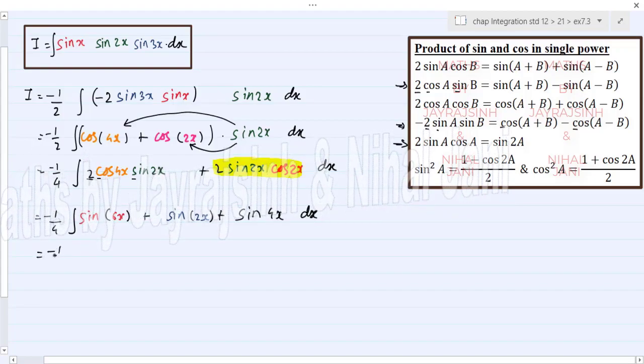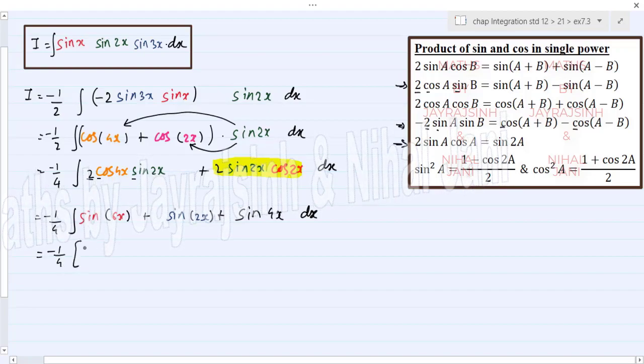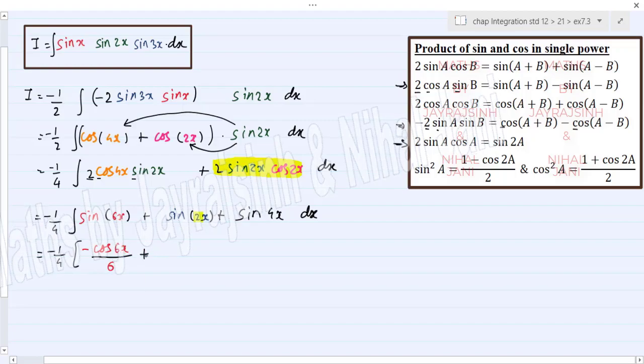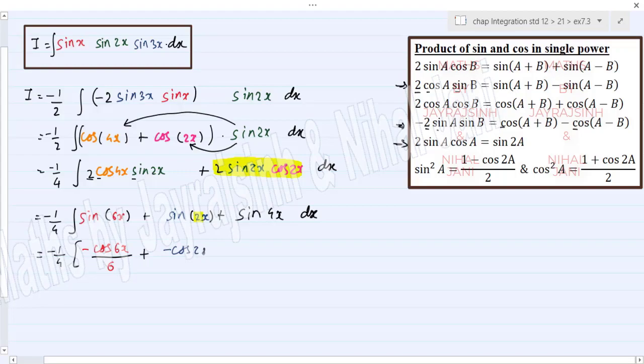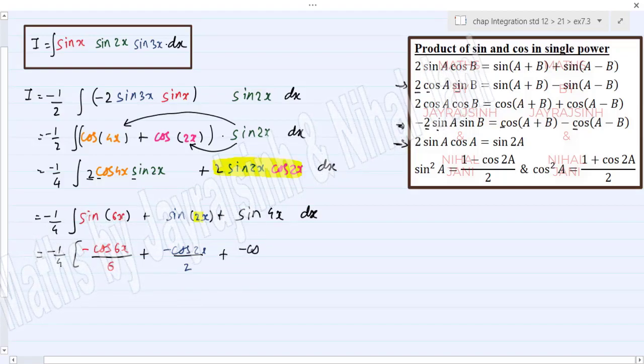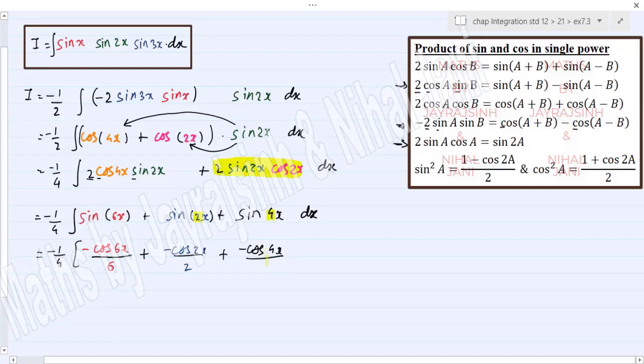So here we are ready for integration. Integration of sin 6x will be minus cos 6x upon coefficient of x, or we can say 6, plus integration of sin 2x will be minus cos 2x upon coefficient of x, which is 2, plus integration of sin 4x will be minus cos 4x upon coefficient of x, which is 4, plus c.